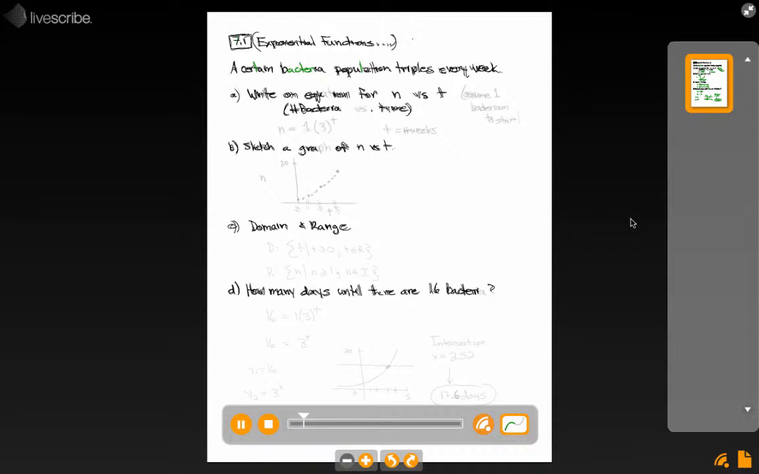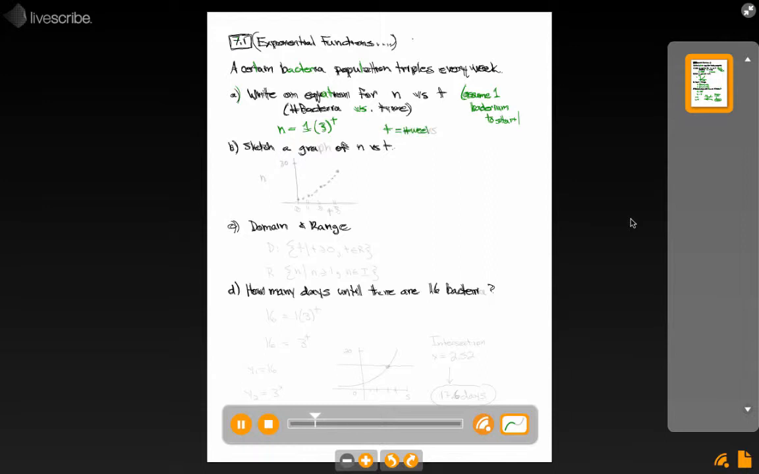So we asked a few questions. The first piece of this is write an equation for n versus t, where n is the number of bacteria and t is our time. We're assuming there's one bacterium to start. So our equation is a relatively simple exponential equation. N equals 1 times 3 to the exponent t, where t is just our number of weeks.